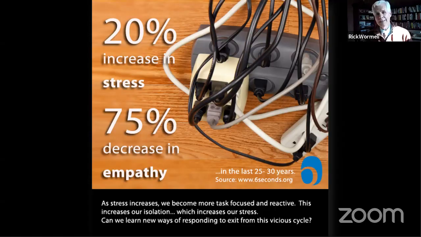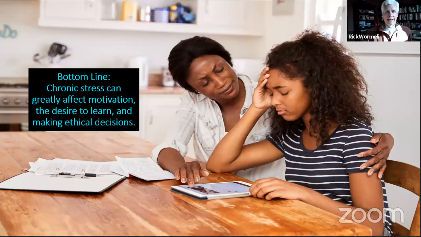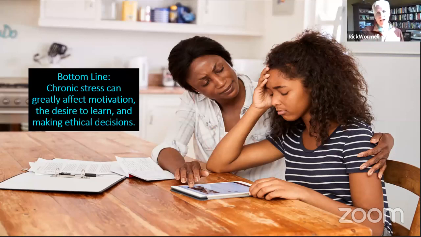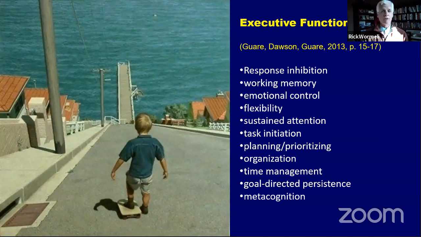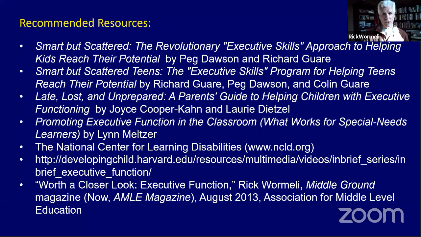So the bottom line is that we have to really make sure we're dealing with the stress students are feeling, because it greatly affects motivation and the capacity to learn, but also to make ethical decisions. There's more from this coming up: coaching parents on what is appropriate assistance and what's not, that's the descriptive feedback stuff, and then real training in executive function. And a reminder from last time, those are some of the skills and these are some of the resources for that.